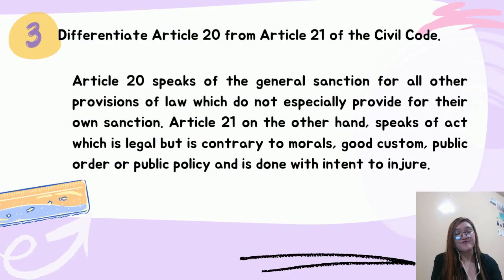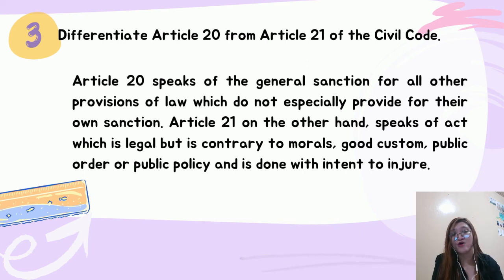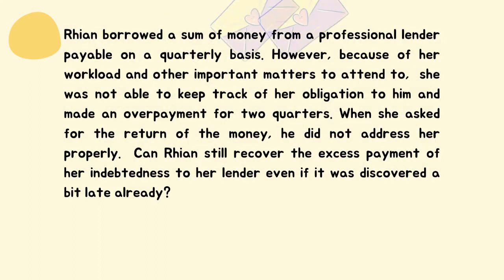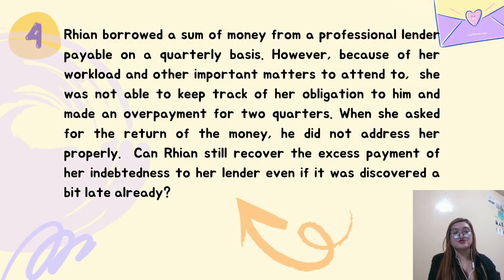Number 3. Differentiate Article 20 from Article 21 of the Civil Code. Article 20 speaks of the general sanction for all other provisions of law which do not especially provide for their sanction. Article 21, on the other hand, speaks of an act which is legal but is contrary to morals, good customs, public order, or public policy, and is done with intent to injure. So we proceed to the next question.